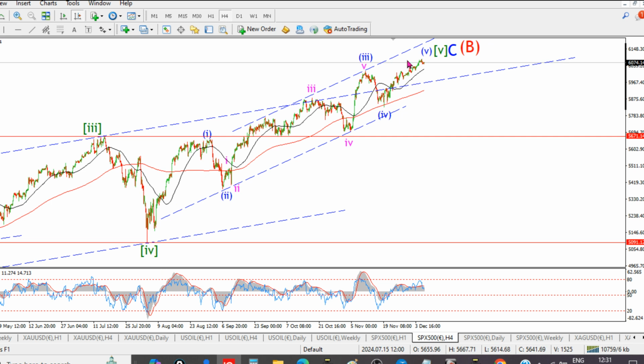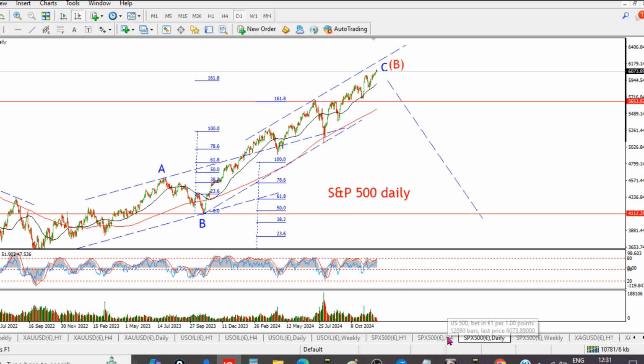We've got a fifth of a fifth, which has wave 5 in green broken out above the upper trend channel line here, so you've got a throwover. So wave 5 has broken the trend channel for wave C. Go back to the daily count again.